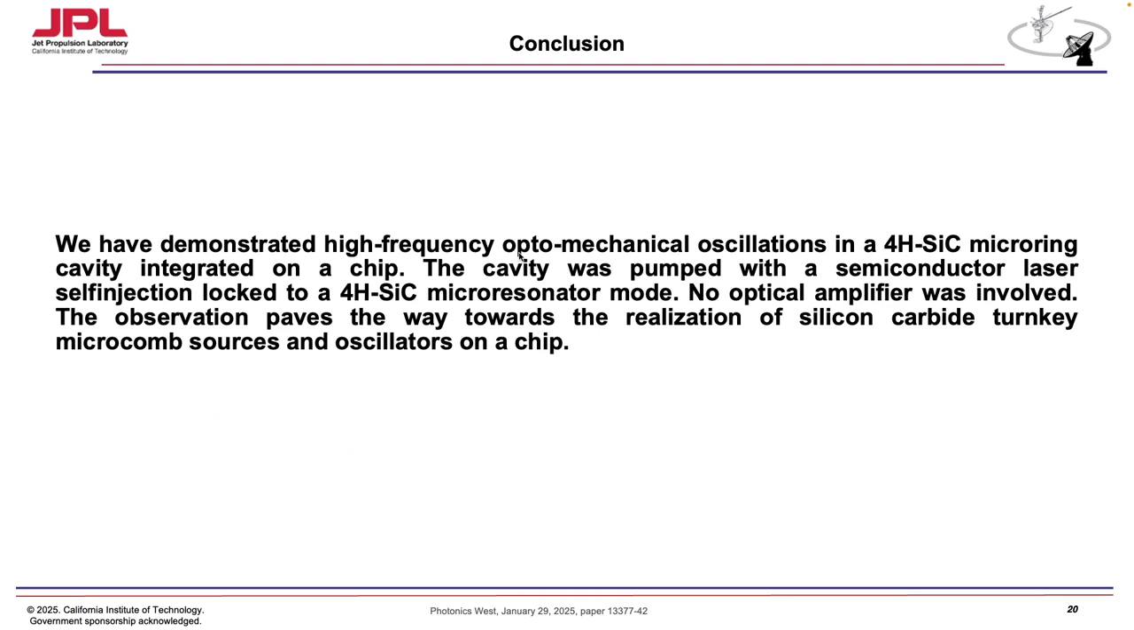So that's it. Basically, this is a conclusion. We studied a silicon carbide microring and demonstrated DFB semiconductor laser self-injection locking to that microring, even though the quality factor of the microring was not so good. We also observed definite forward Brillouin scattering or optomechanical oscillation in the microring. Okay, that's it. Thank you for your attention.